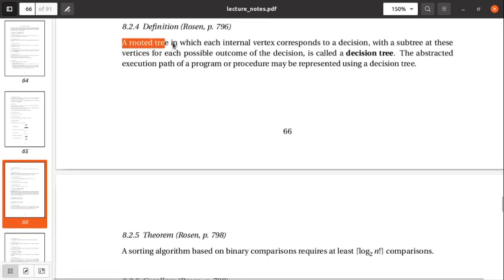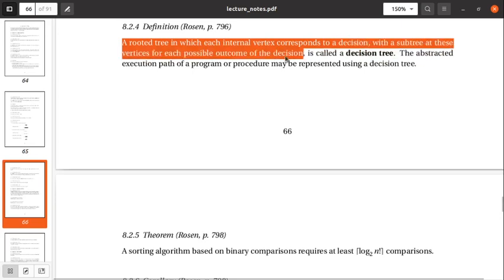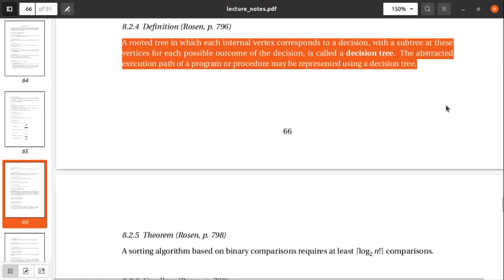So a rooted tree in which each internal vertex corresponds to a decision, with a subtree at these vertices for each possible outcome of the decision, is called a decision tree. The abstracted execution path of a program or procedure may be represented using a decision tree. So if true, go left. If false, go right. So if else. So you can see how these decision trees make these branch points. And so we call them flow control structures and so forth, and they decide how we go from the set of possible inputs to the set of possible outputs. Right? So that is managed by flow control.